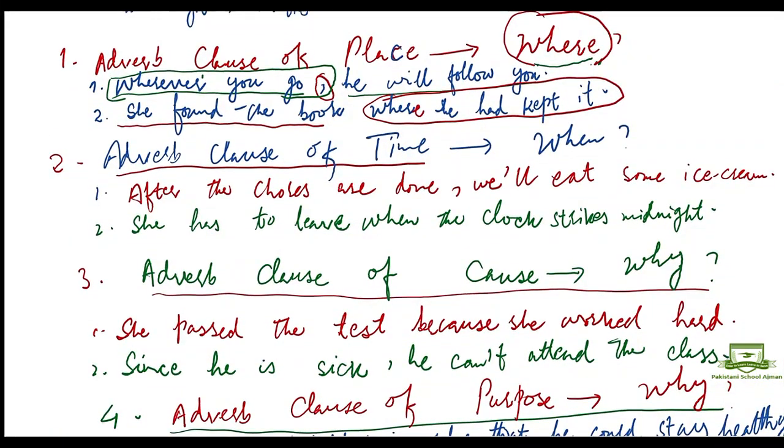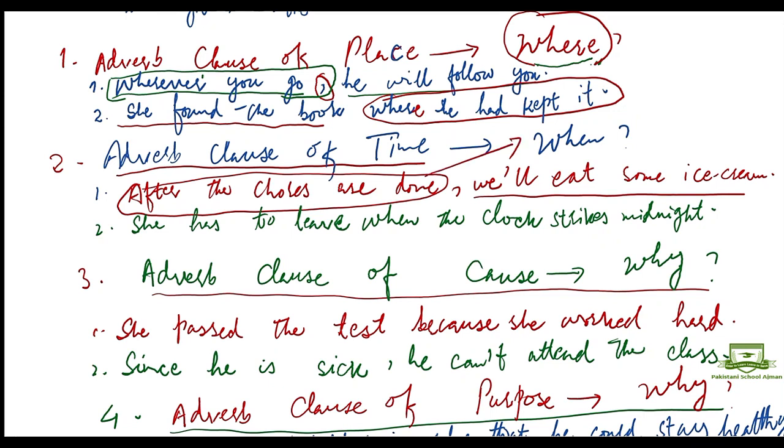Our second type of adverb clause is the adverb clause of time, and it answers the question when. See, "After the chores are done, we'll eat some ice cream." When will we eat some ice cream? After the chores are done. This is an adverb clause of time because it answers the question when.